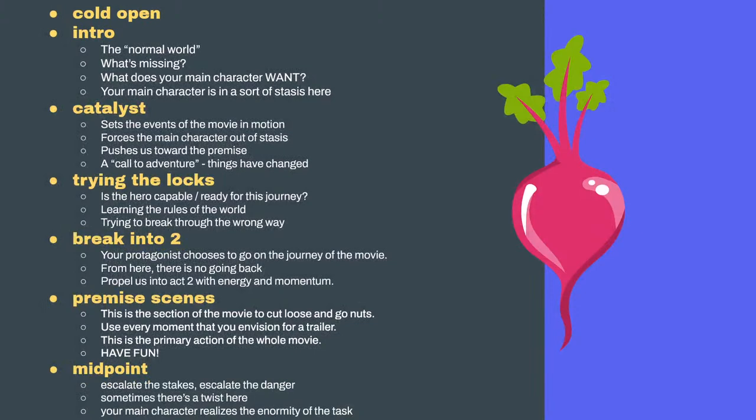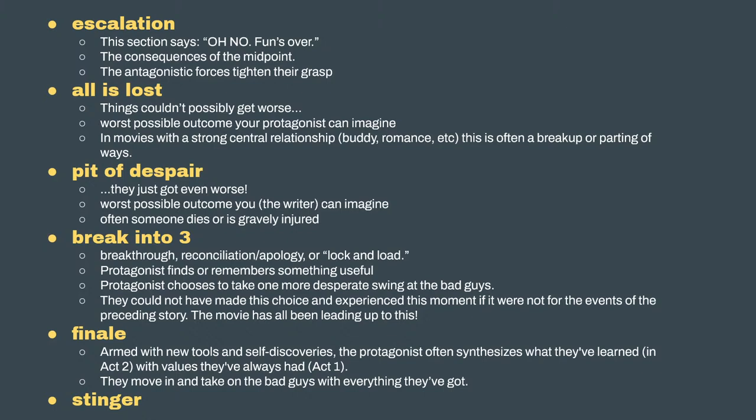Your main character should basically just realize how difficult their task has either gotten, or how maybe they failed at the first part and they realize, oh god, this is going to get way worse. Or maybe we realize we had a sort of false victory to begin with, and the true journey is going to be much more challenging after this. The midpoint clarifies that things are about to get tougher. Escalation is what immediately follows, and that section says the fun is over, and we're now going to see the consequences of the midpoint. And whatever happened in the premise scenes, the chickens are going to come home to roost, so to speak.